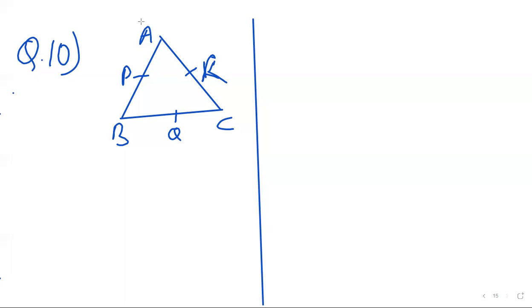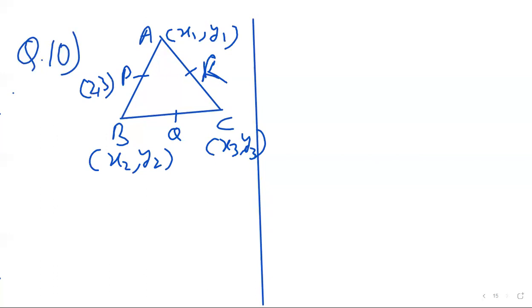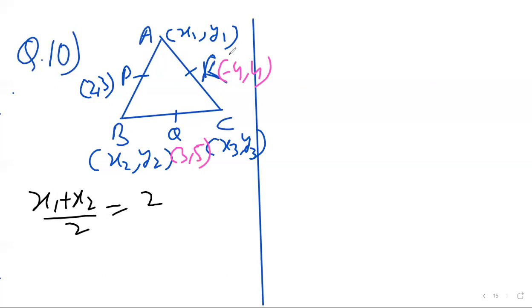So let A be x1 comma y1, B be x2 comma y2, and C be x3 comma y3. P is 2 comma 3, Q is 3 comma 5, and R is minus 4 comma 4. P is the midpoint of AB, so x1 plus x2 by 2 equals 2, so x1 plus x2 equals 4. This is one equation.